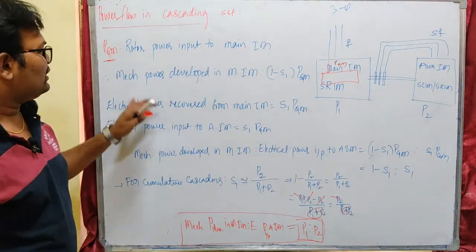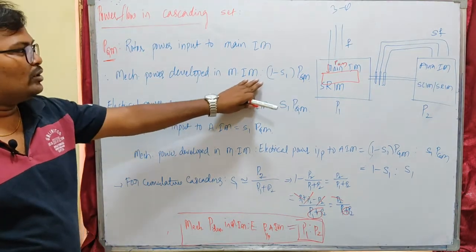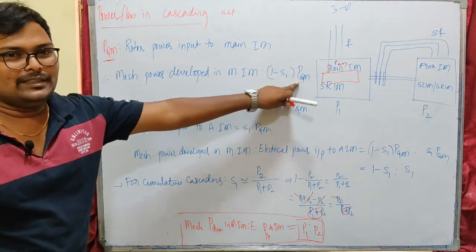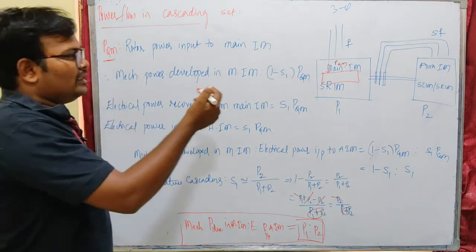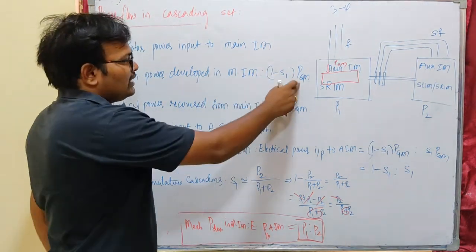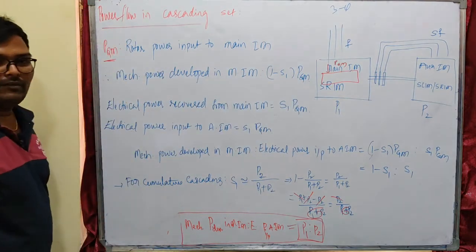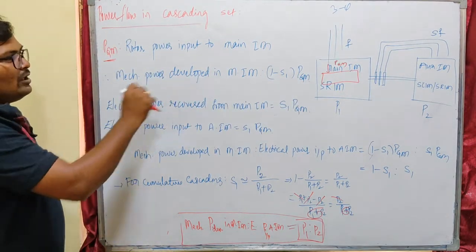We know that the mechanical power developed in the main induction motor is equal to 1 minus S times PGM. The mechanical equivalent of electrical power in our induction motor is 1 minus S times PGM. PGM is nothing but the air gap power, here the rotor power input. So this is the mechanical power developed in the main induction motor.